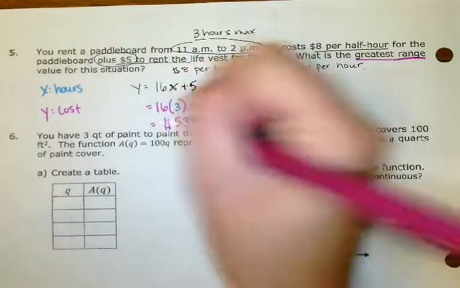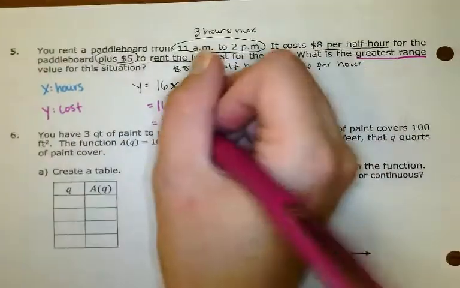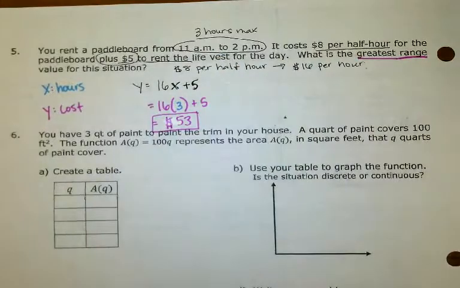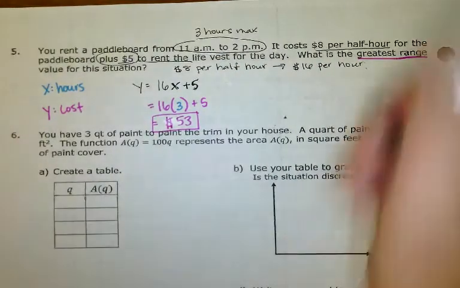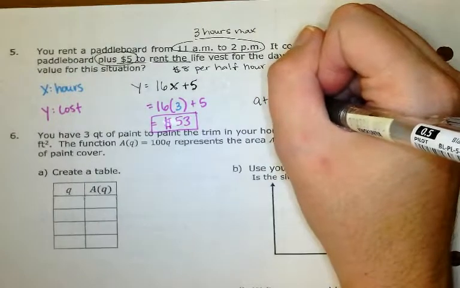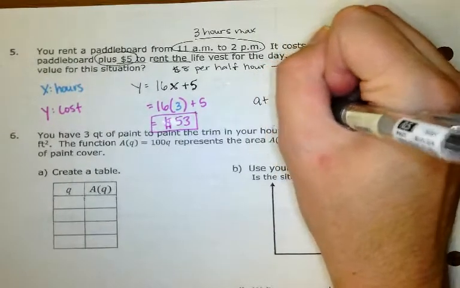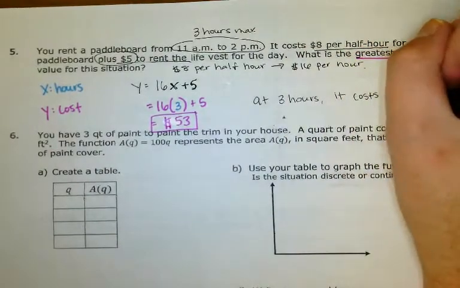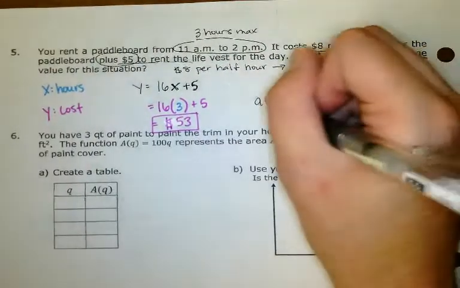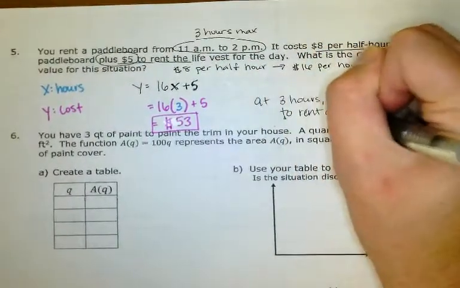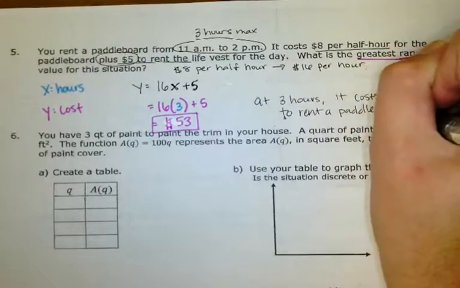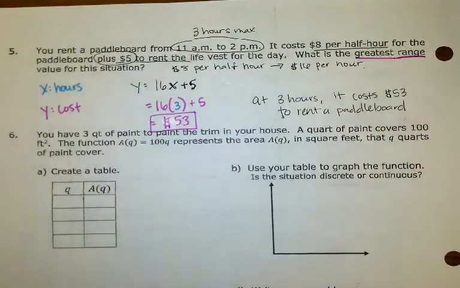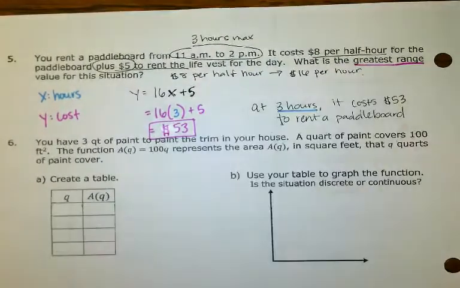The way that I would say this is, at 3 hours, it costs $53 to rent a paddleboard. So at 3 hours, it costs 53 bucks to rent a paddleboard. Do y'all feel good about that? So at the very most, the greatest range that they would spend would be $53.